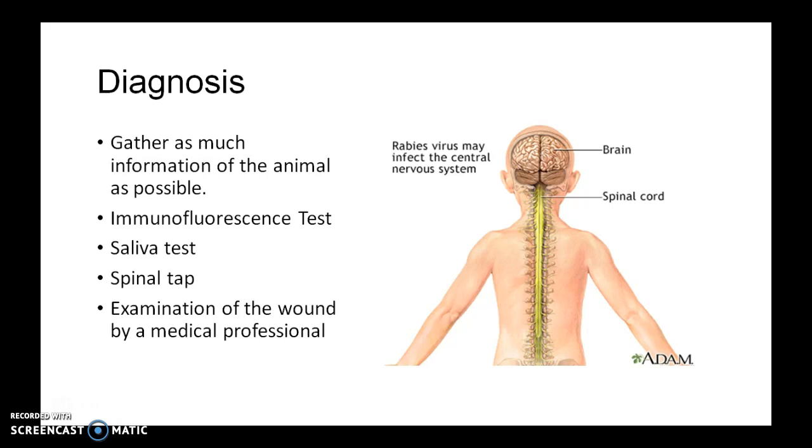The same test can be done for humans, but it will be done using a small piece of skin from the neck. The doctors may choose to proceed after that test is done with a saliva test or a spinal tap test. Since the virus infects the central nervous system first, it should be in the spinal fluid if you're positive for rabies.